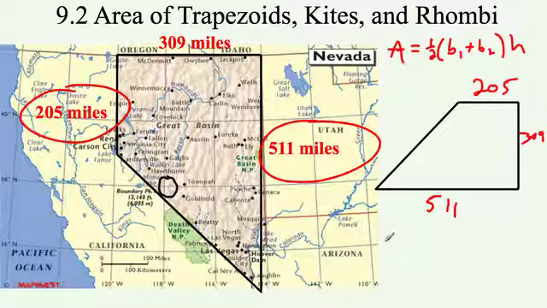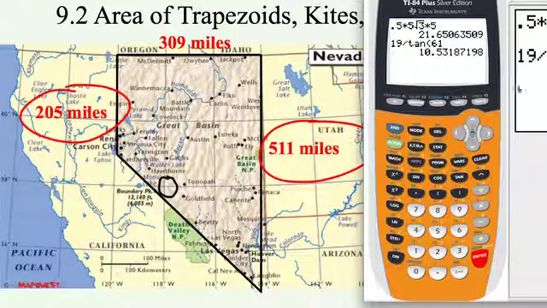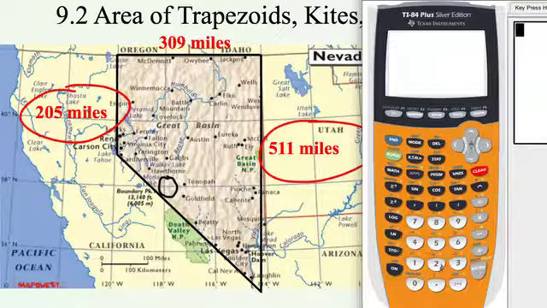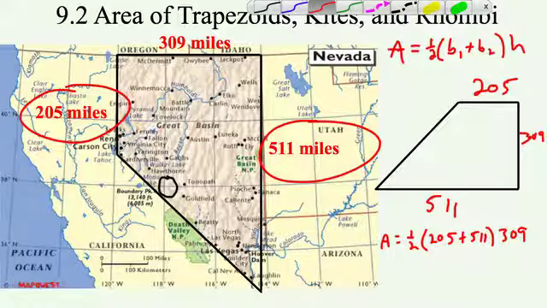So really, if I want to solve this, I'm just going to take the area equals 1/2, base 1 is 205, plus 511, times the height, in this case 309. And again, this is just a bunch of calculator, really. I'm going to put this in, just make sure that you add your bases first. What I usually do is I just go ahead and add them together. 205 plus 511. Put those together, and I get the 716.